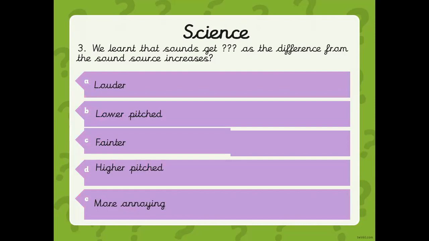Question 3 is all about science. We learned that sounds get what as the distance. Oh, I've typed that wrong. Sorry, that should say distance. We learned that sounds get what as the distance from the sound source increases. Is the answer A, louder, B, lower pitched, C, fainter, D, higher pitched, or E, more annoying? Write down the correct letter, please.